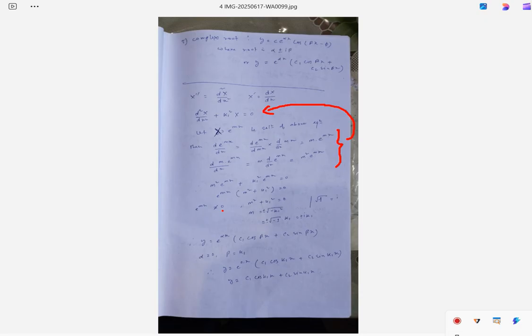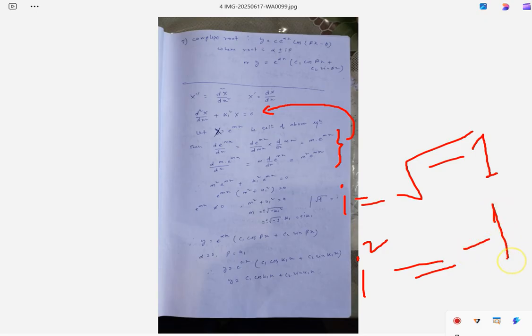Now for that, we equate m square plus k1 square to 0. Then m can be written as plus minus under root minus 1 times k1, so m is plus minus i k1. I means iota, and i square means minus 1.